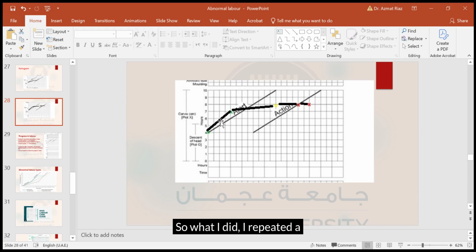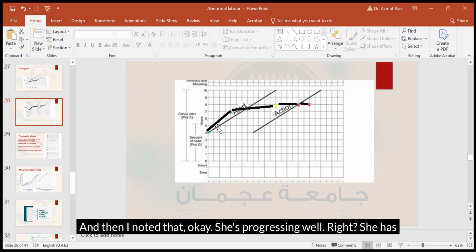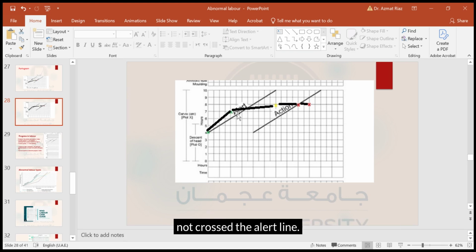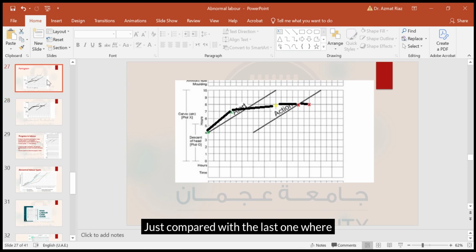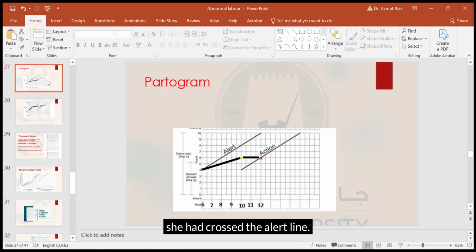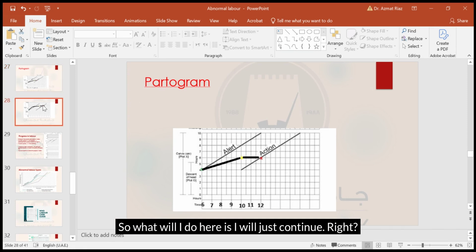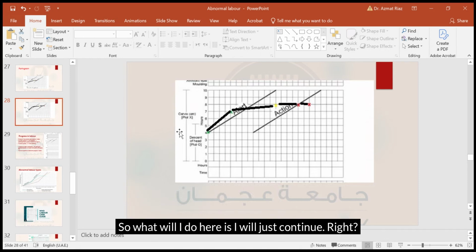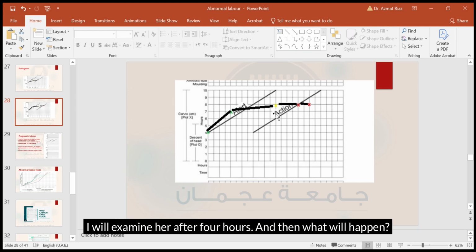So what I did, I repeated a vaginal examination after 2 hours. Okay. And then I noted that, okay, she's progressing well, right? She has not crossed the alert line. Just compare with the last one where she had crossed the alert line. So here she has not crossed the alert line. So what I will do here is I will just continue, right? I will examine her after 4 hours.